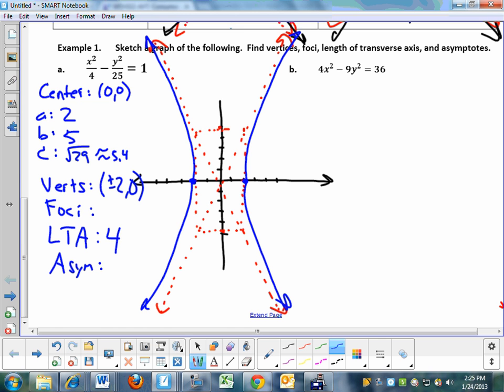Larissa, you asked how do we know it's horizontal? Because x squared is positive. If it was a y squared first and minus an x squared, then it would be vertical. Then we put them on top of the box and bottom of the box.